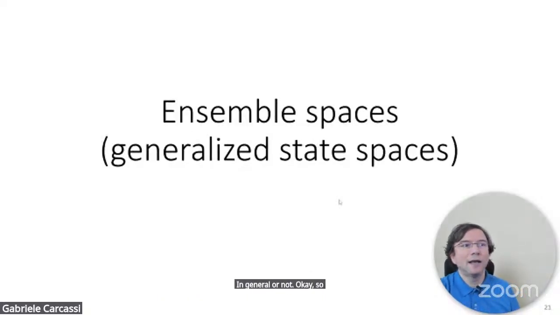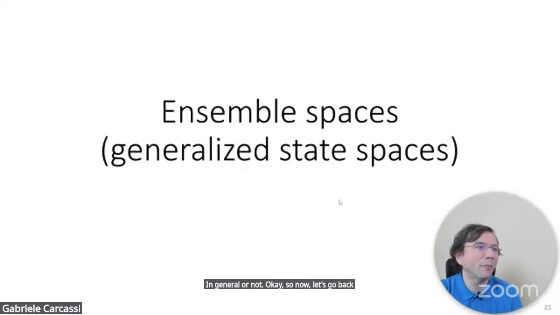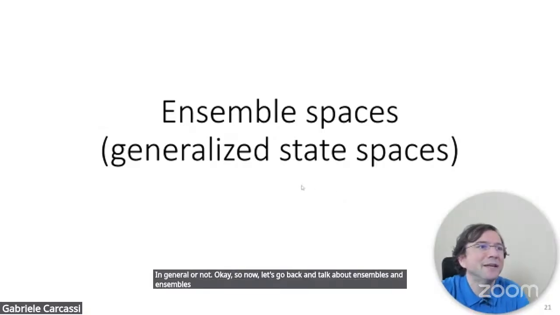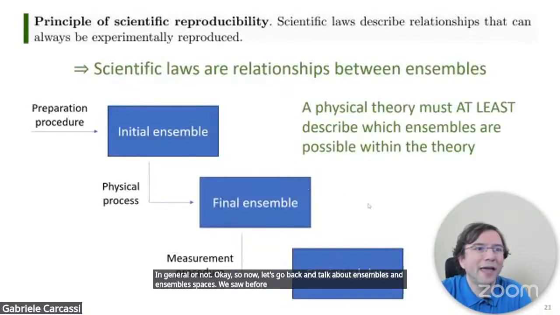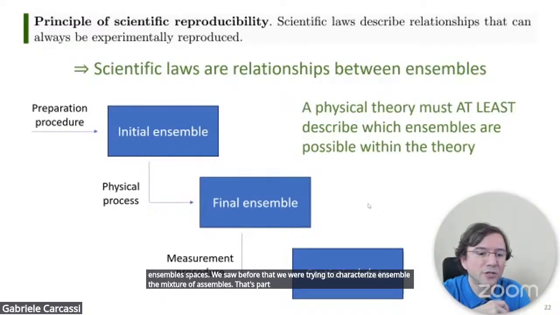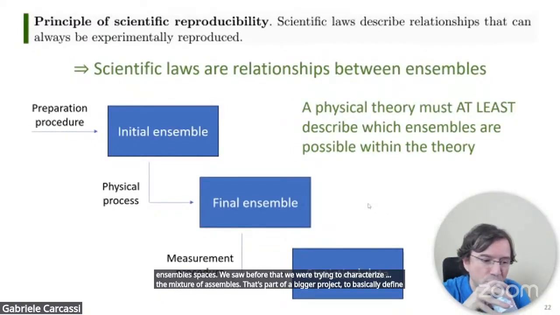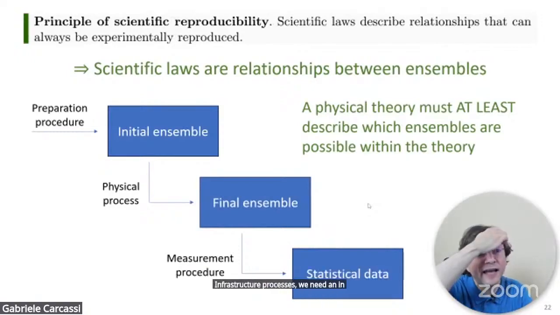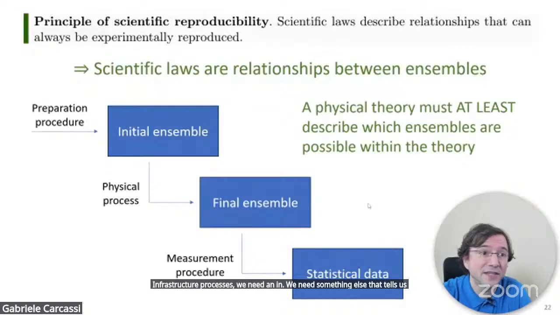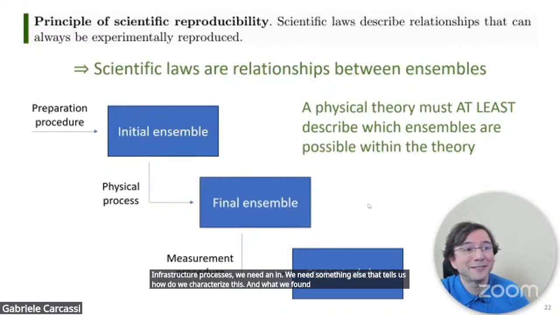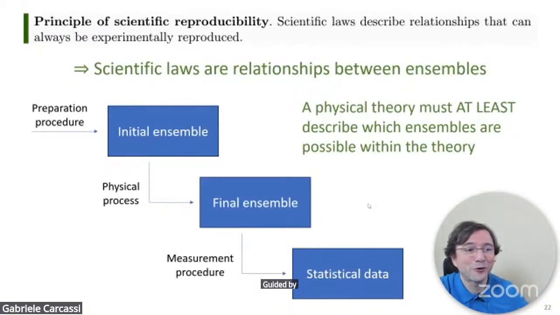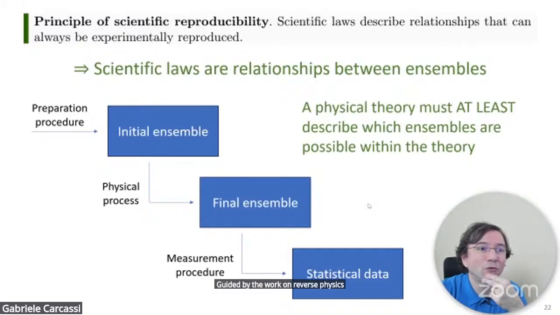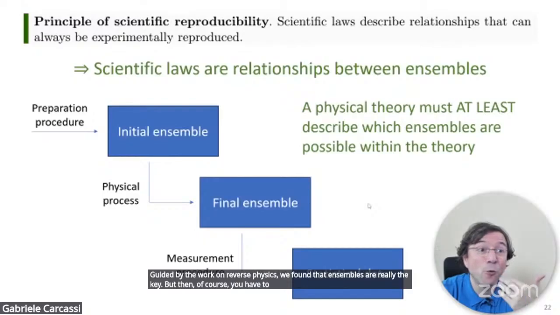Okay, so now let's go back and talk about ensembles and ensemble spaces. We saw before that we were trying to characterize ensembles and mixtures of ensembles. That's part of a bigger project to basically define states and processes. And for states and processes, we need something else that tells us how to characterize this. And what we found, essentially guided by the work on reverse physics, is that ensembles are really the key. But then, of course, you have to physically justify why you need ensembles.